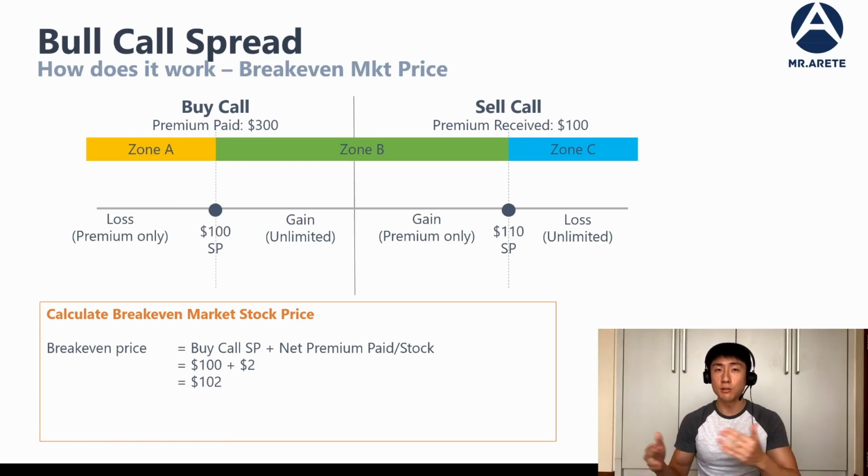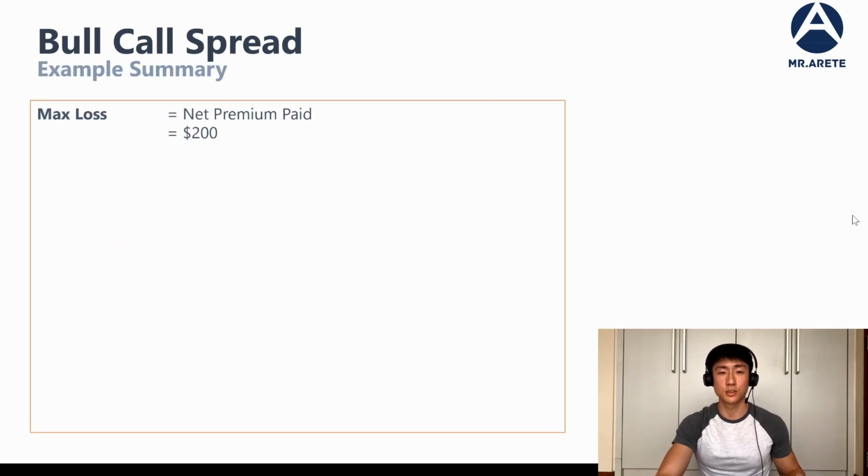And anything above, you will make. So in summary, for this bull call spread example, the maximum loss is simply your net premium paid, which is $200, even if the stock price goes to zero.